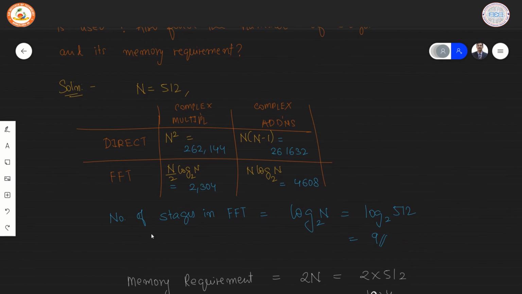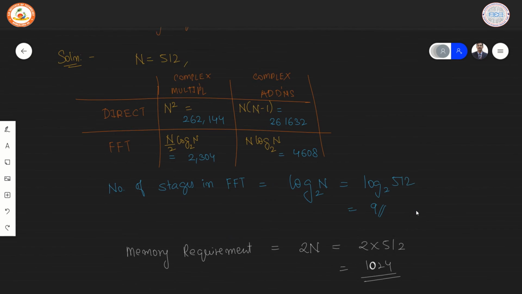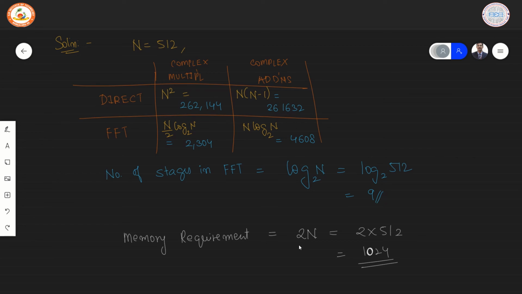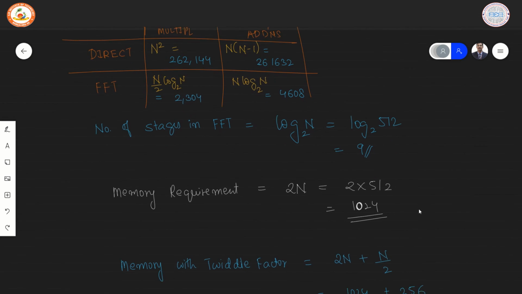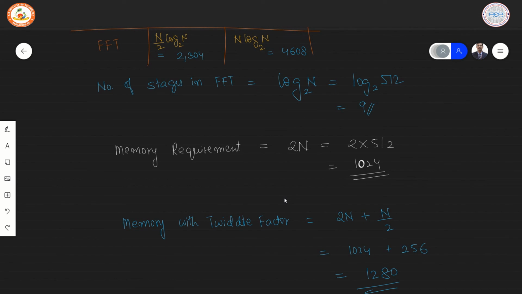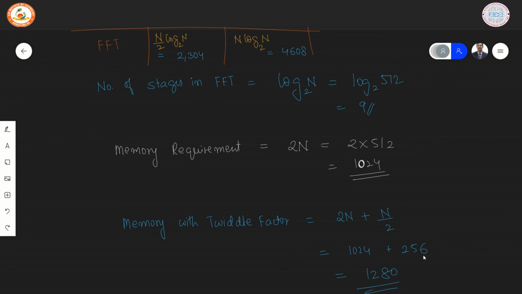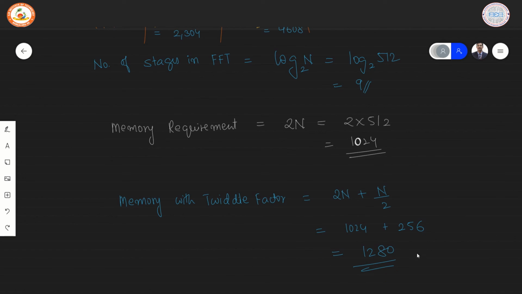Now, to calculate the number of stages of FFT, the formula is log N to the base 2. Answer will be log 512 to the base 2, which is 9. The memory requirement which is used here is 2 times N, which is 2 into 512, 1024. But if we take into account twiddle factors also, we are aware that for N point calculation we require N by 2 different twiddle factors. If you take that also into consideration, we have to add that N by 2 value, which is equal to 256. So the sum of 1024 plus 256 is equal to 1280.